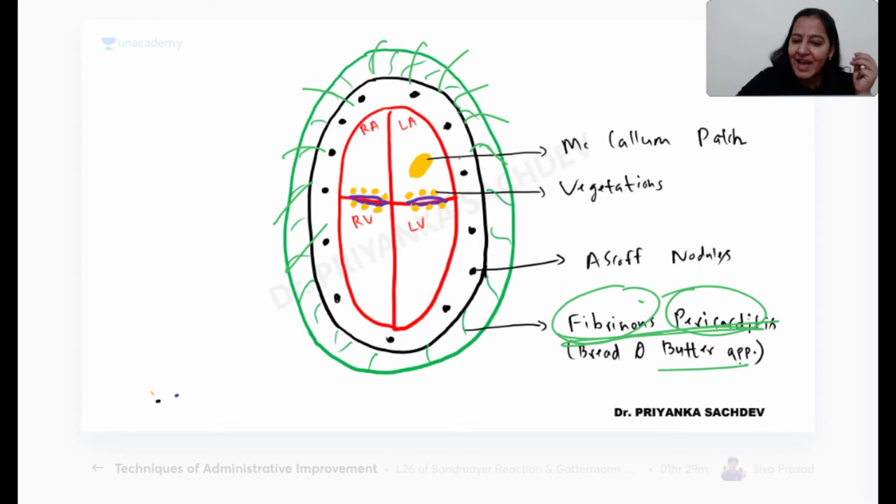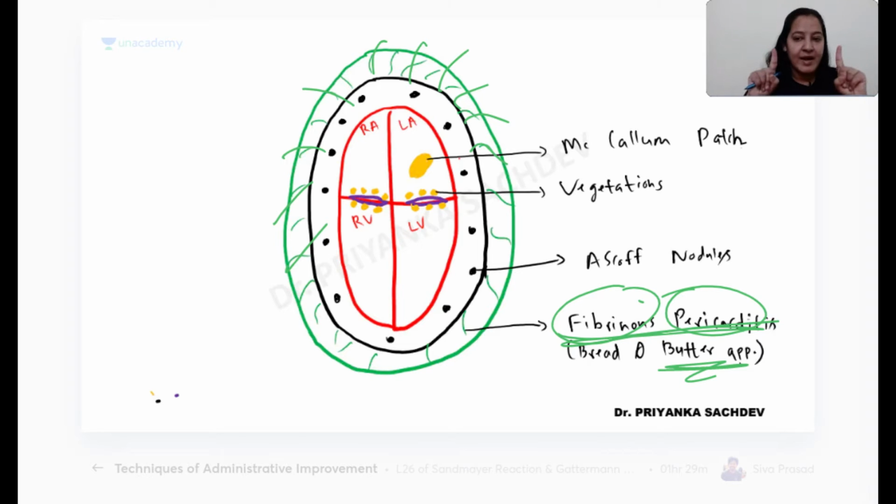Because of these threads, it looks like butter. Two slices of bread separated by butter. So it is a butter sandwich, two breads with butter in between. If we separate the two breads, we can see threads of the butter in between. So it is giving a bread and butter appearance. So this is the master diagram.